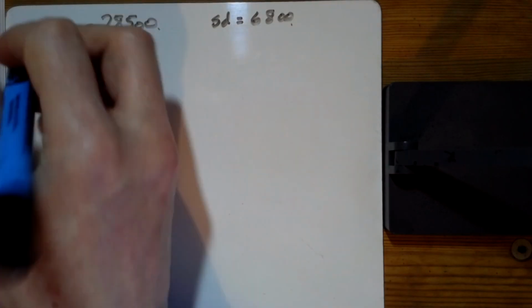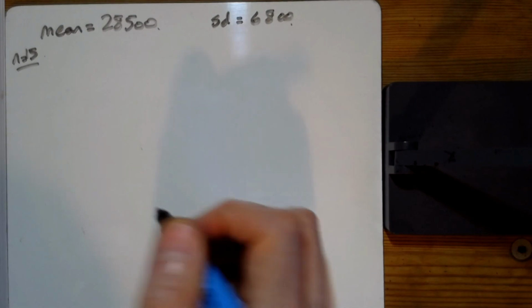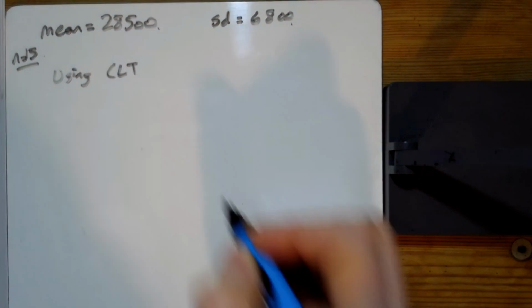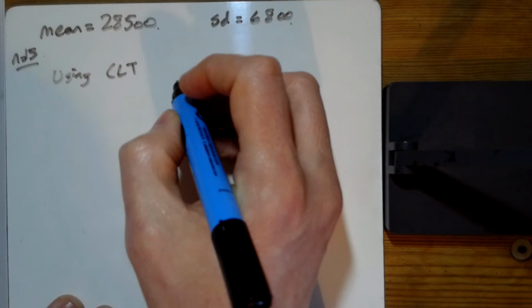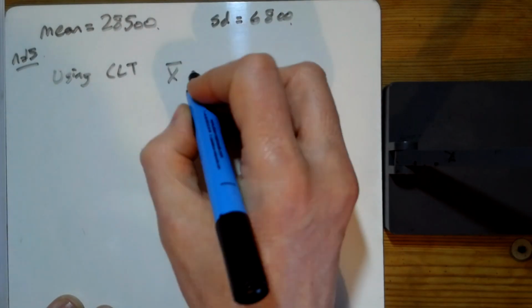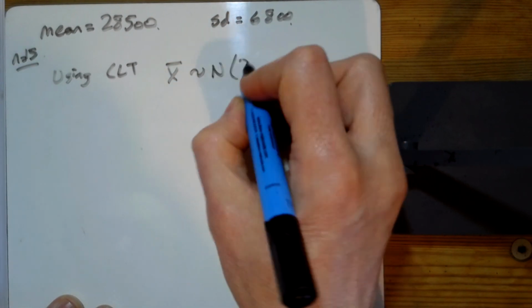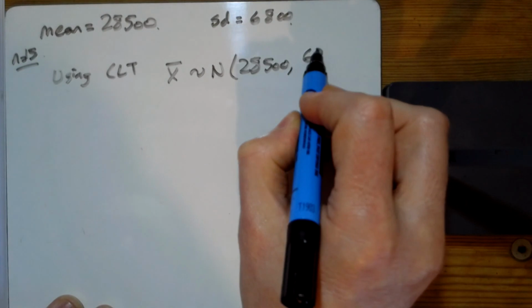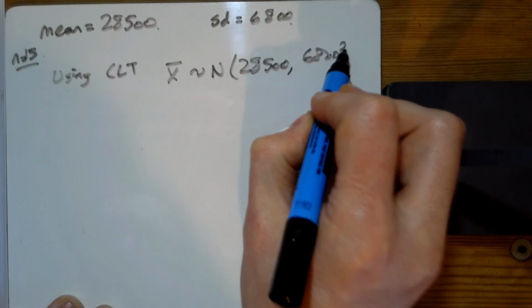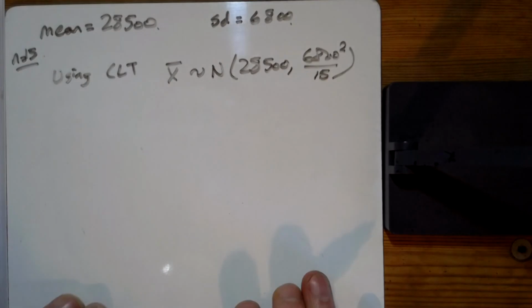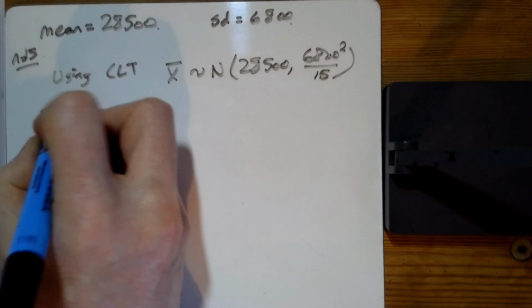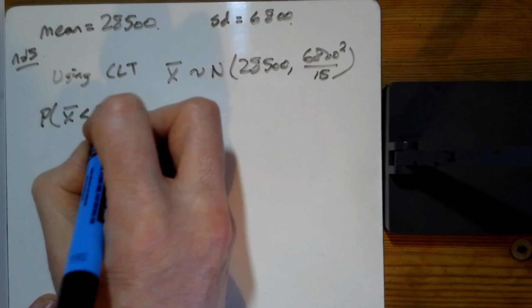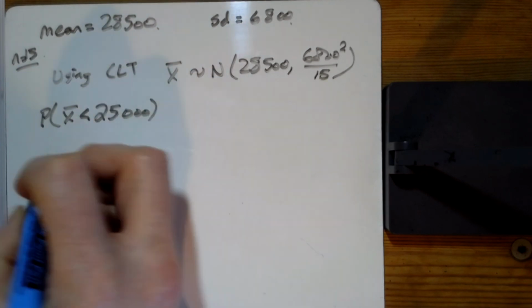But for part B, we're now doing 15 of them. And so the mean of 15, we would use the central limit theorem here. It's still not a big number, is it? So the mean of the 15 of them is going to be normally distributed with mean 28,500 and then variance 6,800 squared over 15 for that bit there. And we want the probability that the mean is less than 25,000. There's the first bit.